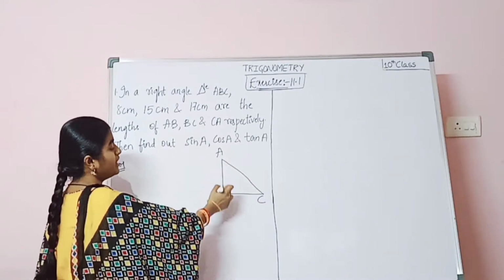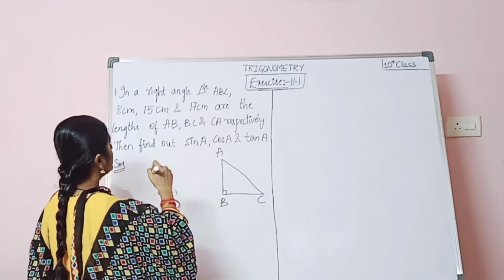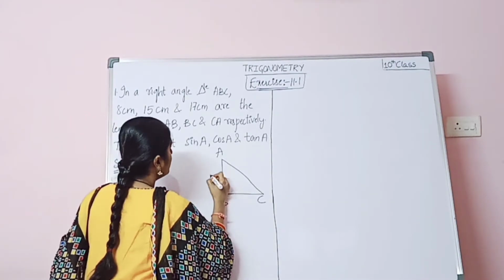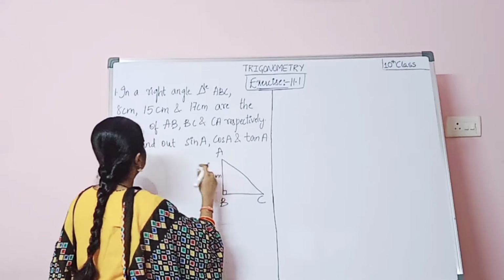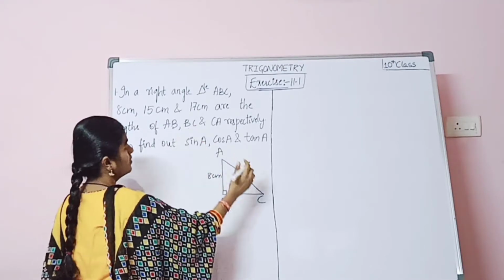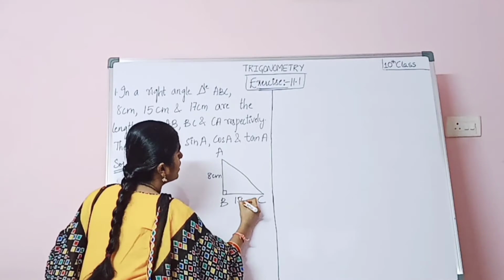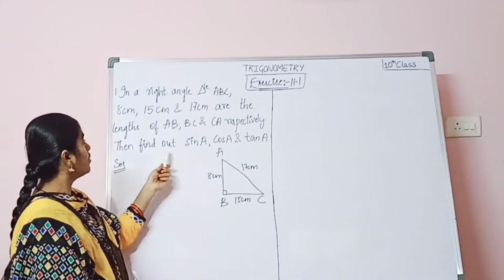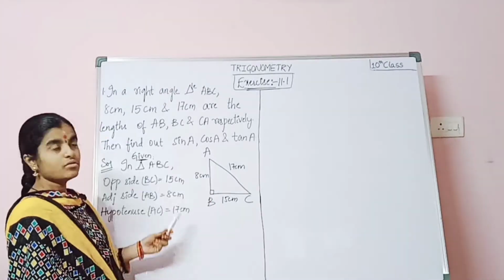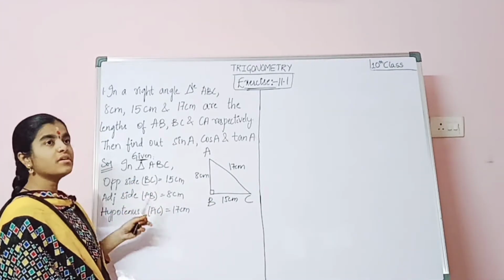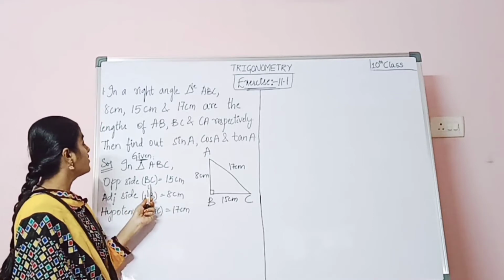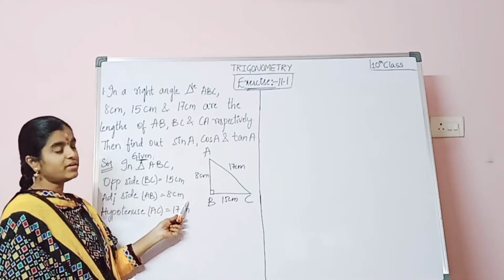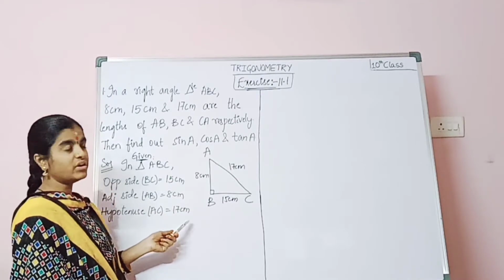Let us consider a right angle triangle ABC. What is given here? AB is 8 cm, BC is 15 cm, AC is 17 cm. They mention all three sides in the question. Opposite side BC equals 15 cm. Adjacent side AB equals 8 cm. Hypotenuse AC equals 17 cm.